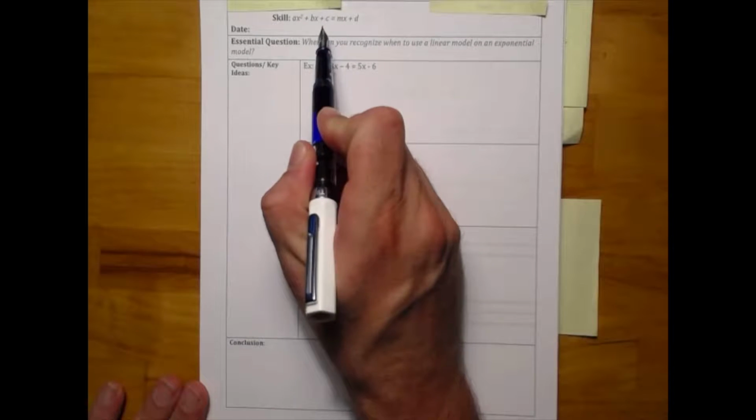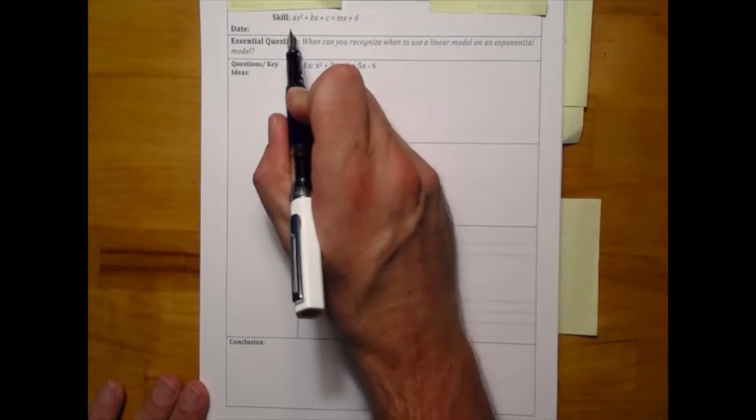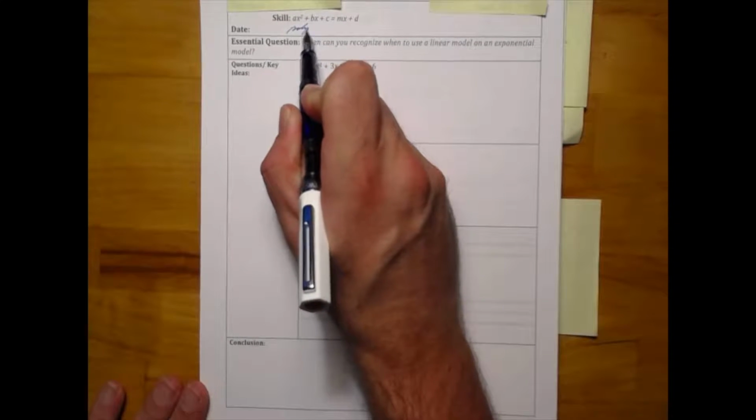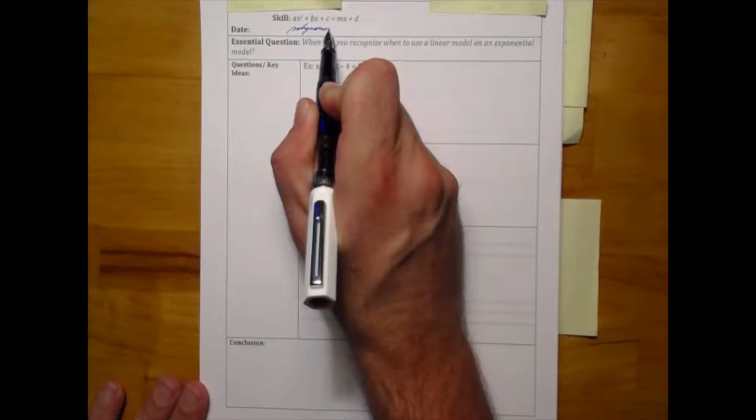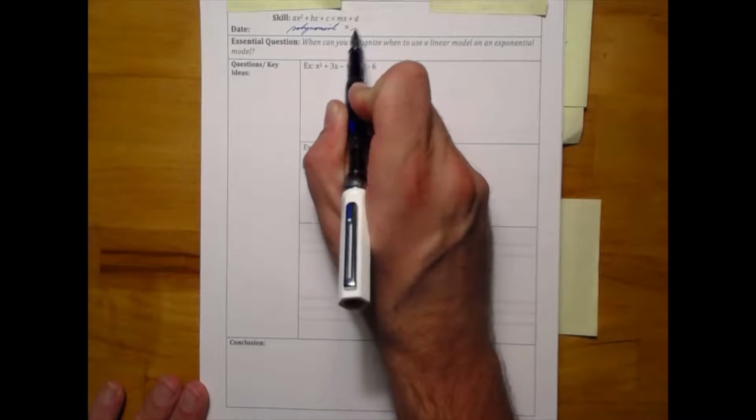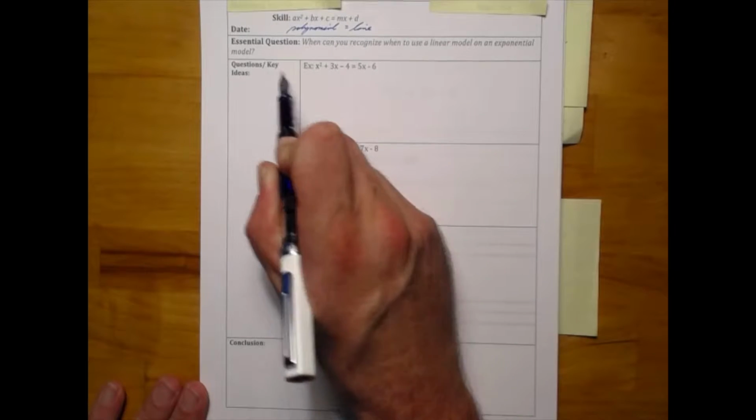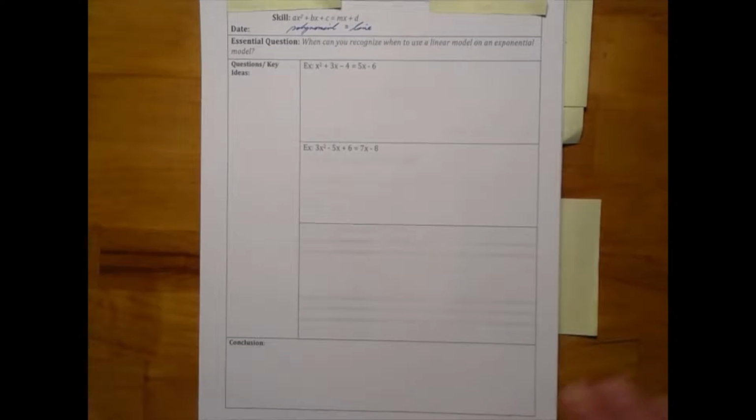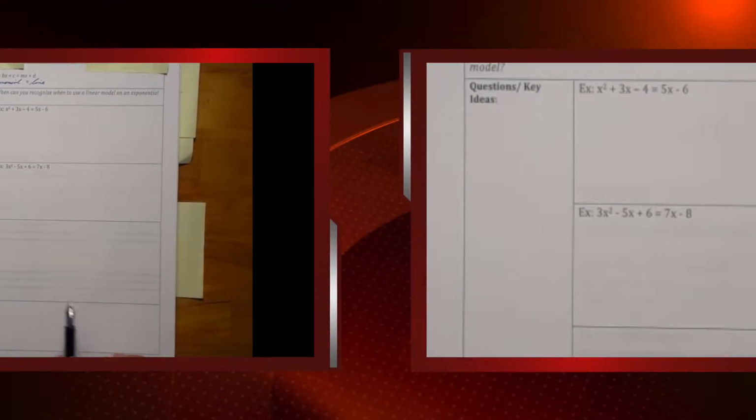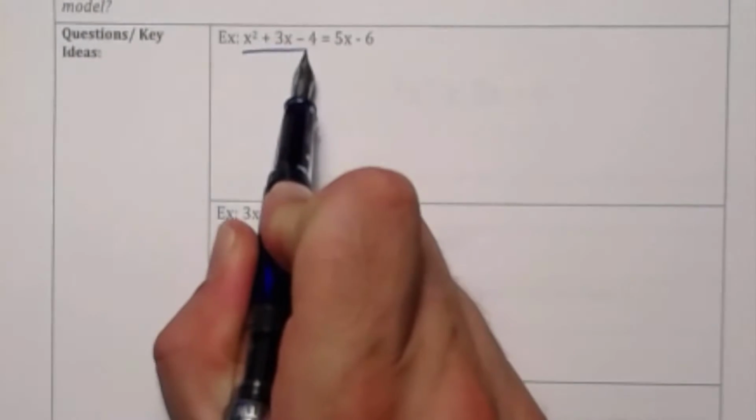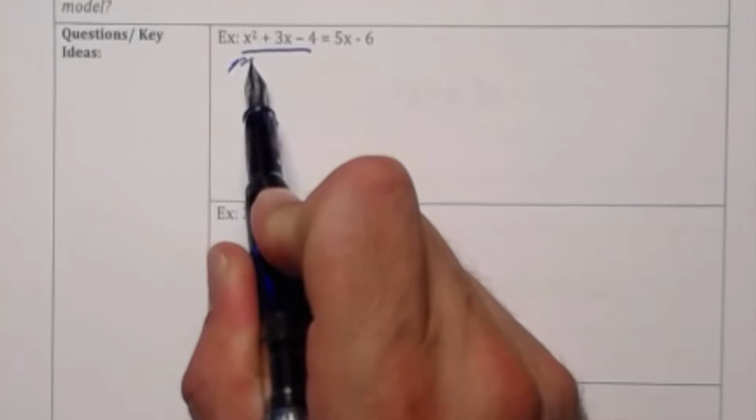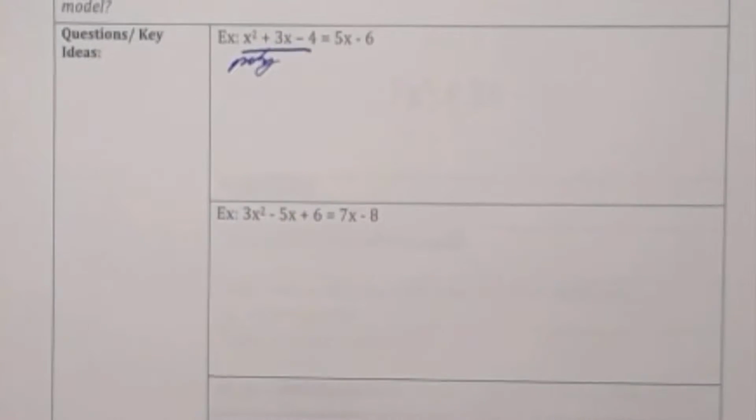Here we're going to be taking a look at how does ax squared plus bx plus c equal to mx plus d, or a polynomial equal to a line. We're going to be answering the question, when can you recognize when to use a linear model or an exponential model? In this example problem, the left side is raised to a power and has a multiple of different terms in this expression. This is a polynomial, which we'll spend more time on in later lessons.